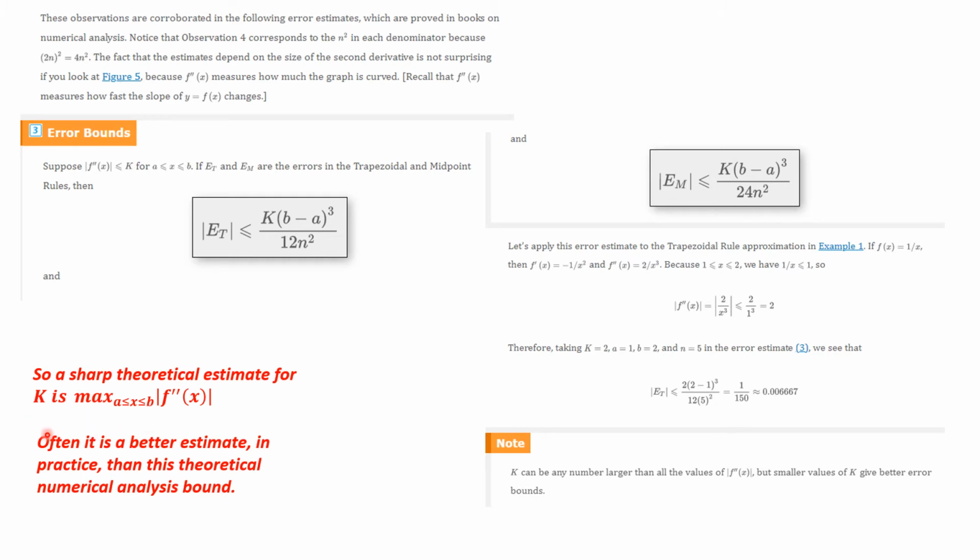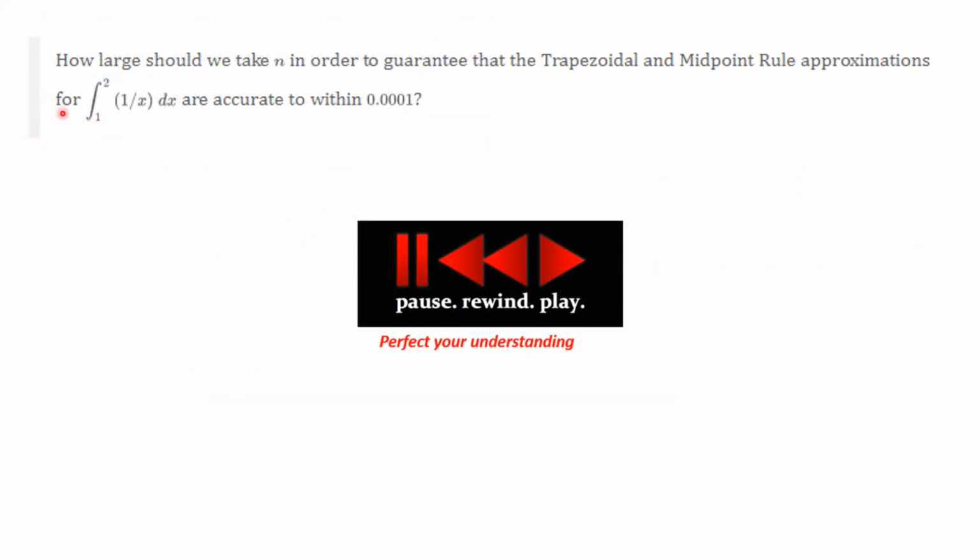So sometimes this is what I will ask you to do. I do ask problems dealing with this on assessments. And in fact, we're not going to just go to assessment. You get to practice this now. How large must we take n in order to guarantee that the trapezoidal and midpoint rule approximations for this are accurate within, say, tenths, hundredths, thousandths, 10,000ths, 1/10,000th? You know what to do. Let's see how you did.